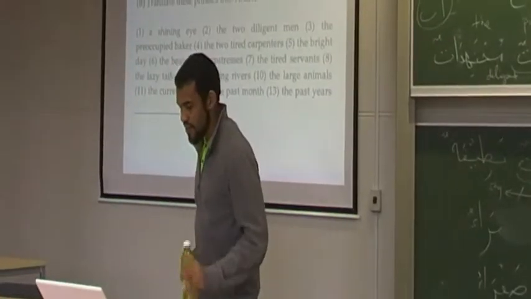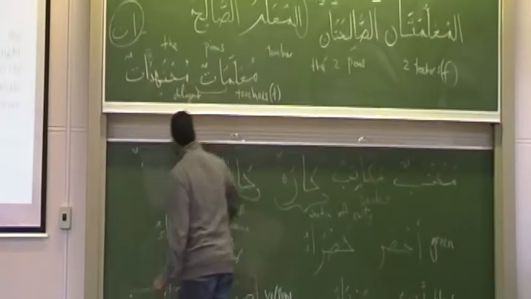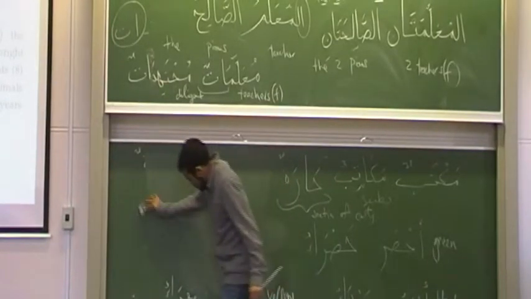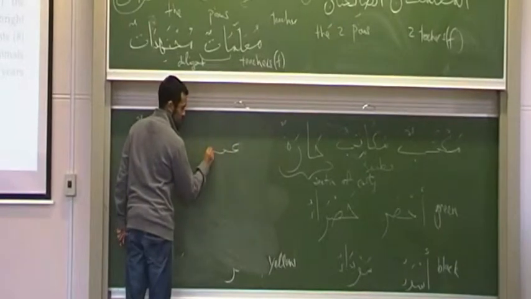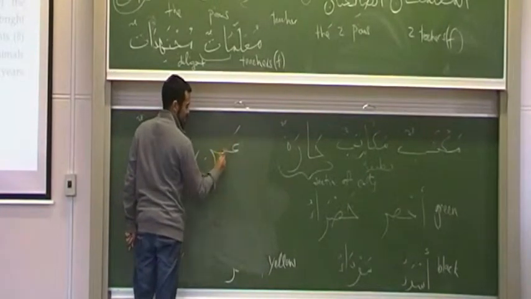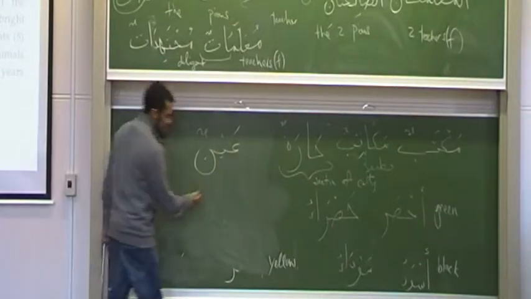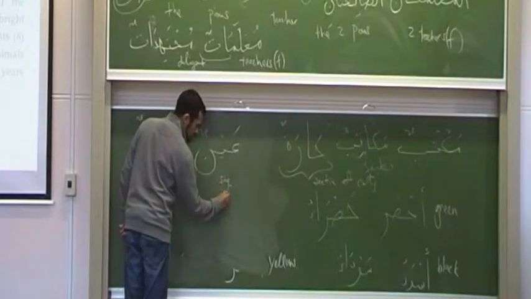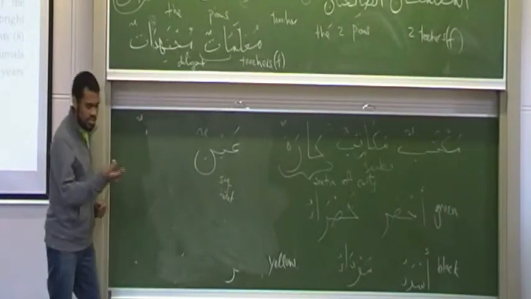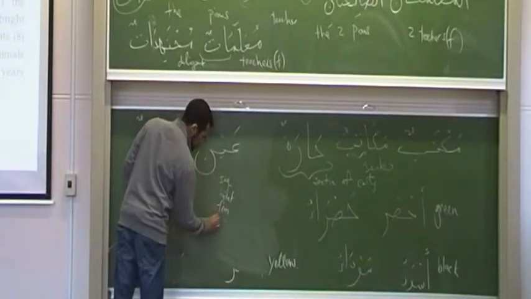Translate these phrases into Arabic. Now, a shining eye. What is an eye? Quickly. Right. What is an eye? Aynun. Now let's list the properties. Aynun is singular. Is it definite or indefinite? Indefinite. Right? Is it masculine or feminine? Feminine. And it ends with?